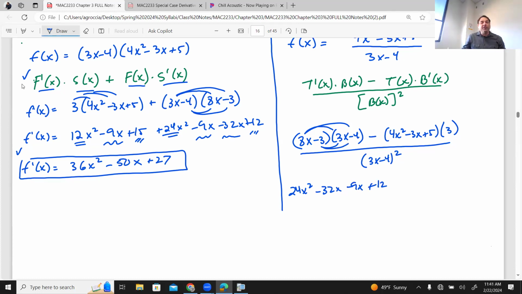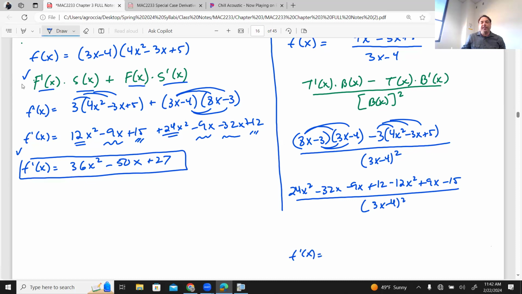Now, here's where I'm a little concerned. The subtraction has to get distributed and the 3 has to get distributed. So I could save a little bit of time. Instead of doing it twice, just move that 3 in front and distribute a negative 3. That would save us a little bit of time. So that's minus 12x squared plus 9x minus 15 all over 3x minus 4 squared. Then we're not done yet.